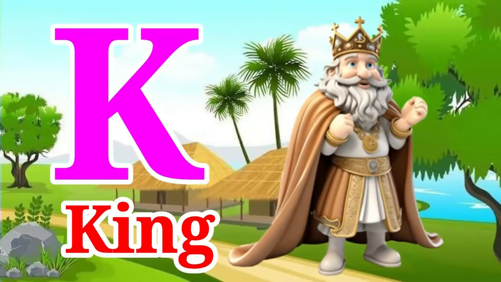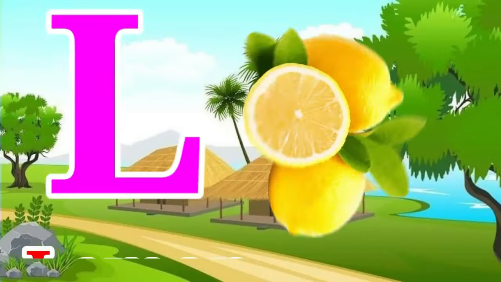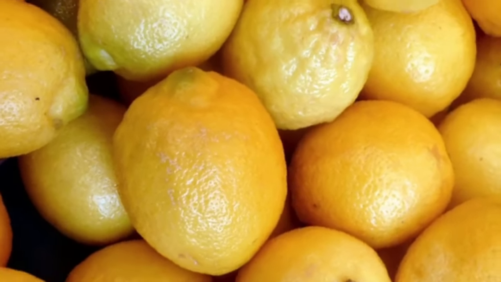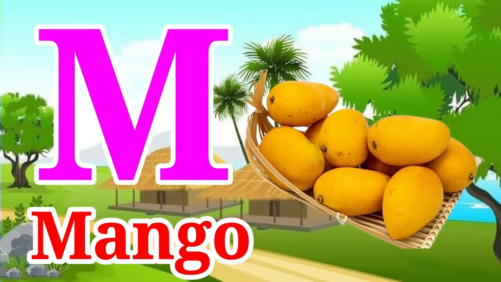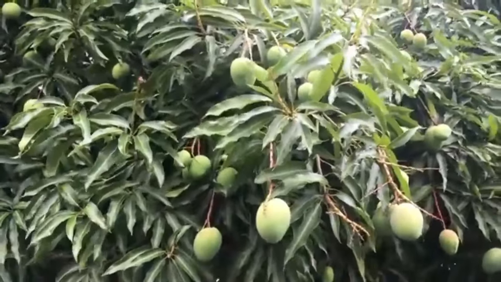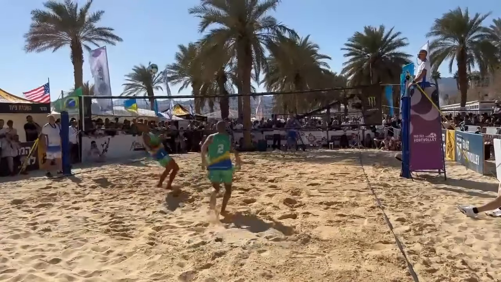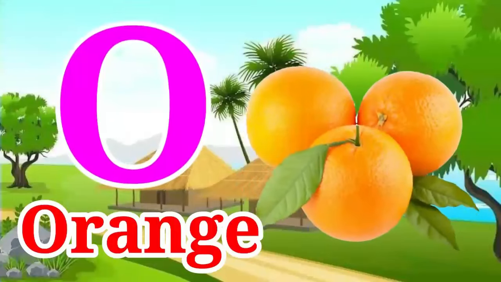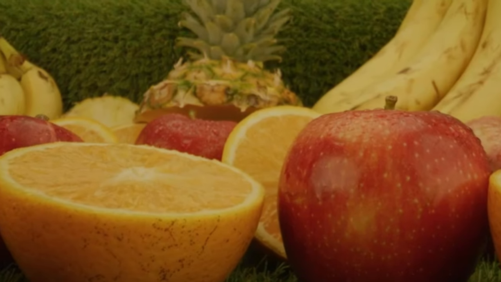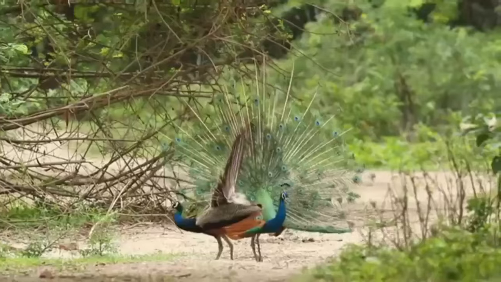K for king. L for lemon. M for mango. N for net. O for orange. P for peacock.